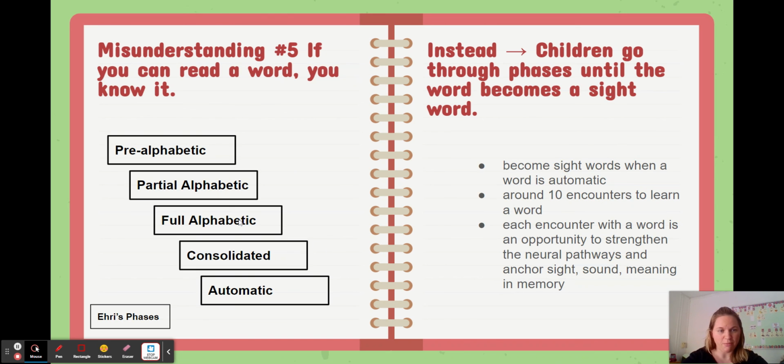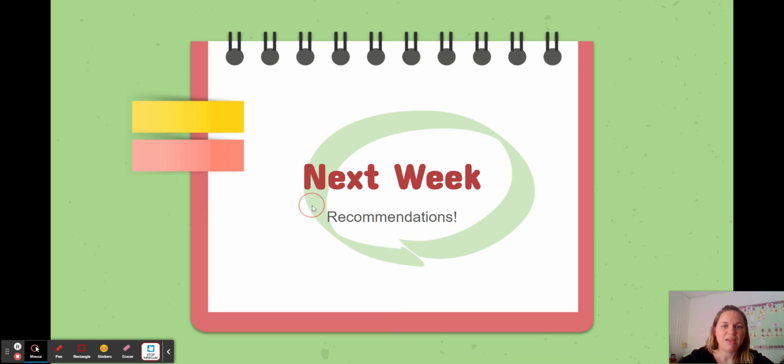The next one, full alphabetic. They see the word library in a text. They work across it, they go across all the sounds, chunking it out. Consolidated is when they're doing it more in blending chunks. And then automatic is they see the word library, they process it without a beat and move right on. So it takes a while and it takes time to get there.